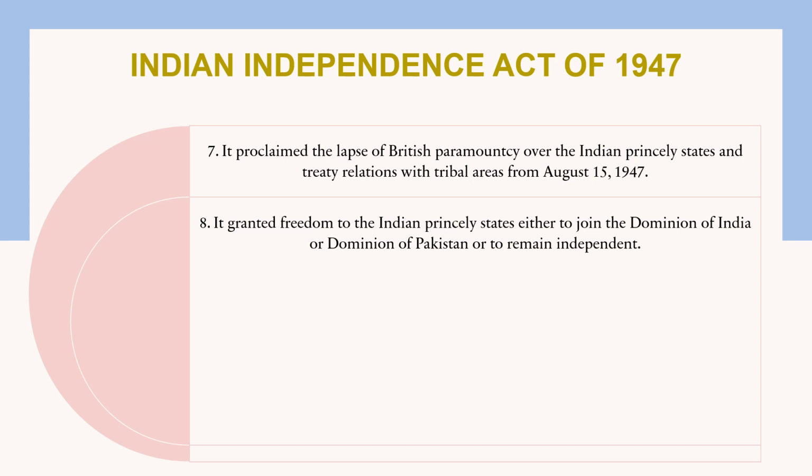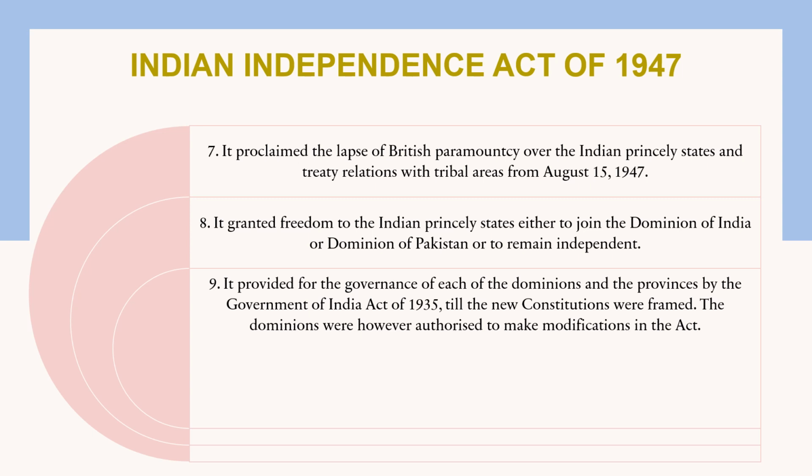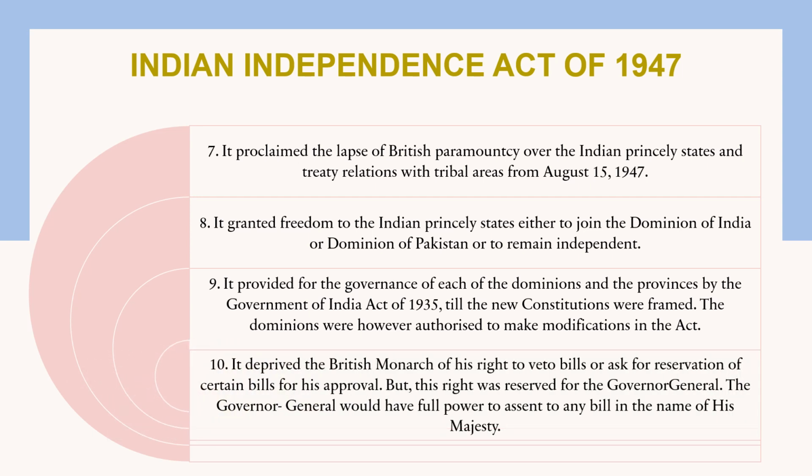It provided for the governance of each of the dominions and provinces by the Government of India Act of 1935 till the new constitutions were framed. It deprived the British monarch of his right to veto bills or ask for the reservation of certain bills for his approval, but this right was reserved for the Governor General.